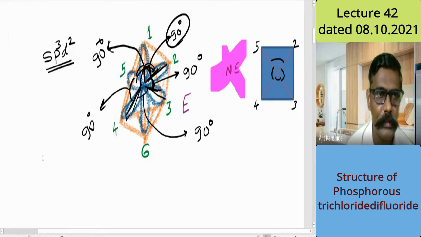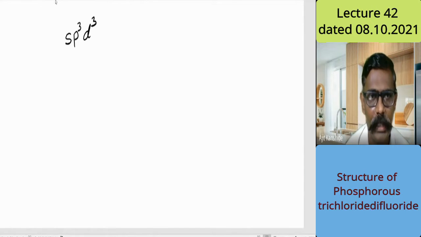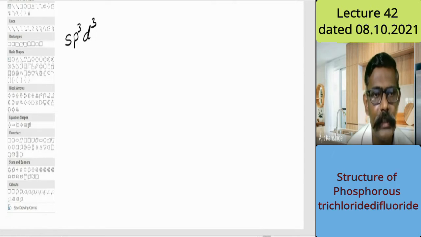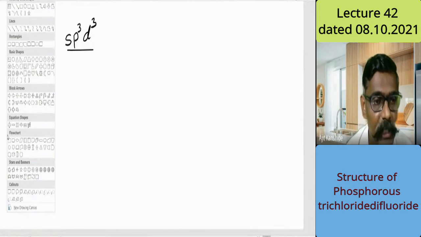If I have to discuss one more example, sp3d3. Somebody should help me. What may be the geometry? Yes, sp3d3, what's the geometry? Somebody said sp3d2 is octahedral. Likewise, yes, help me.